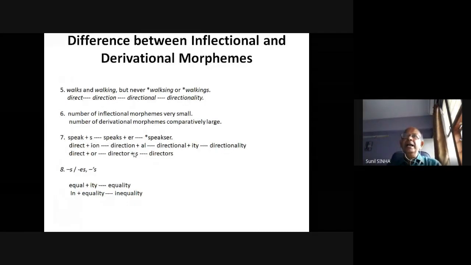What do we conclude? That only one inflectional morpheme can be added at a time to a word. All right? Only one inflectional morpheme can be added, not two.